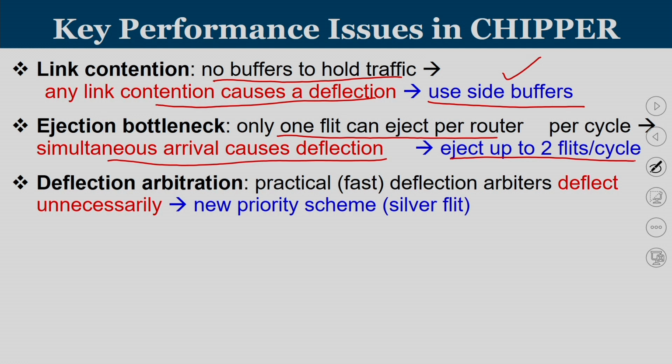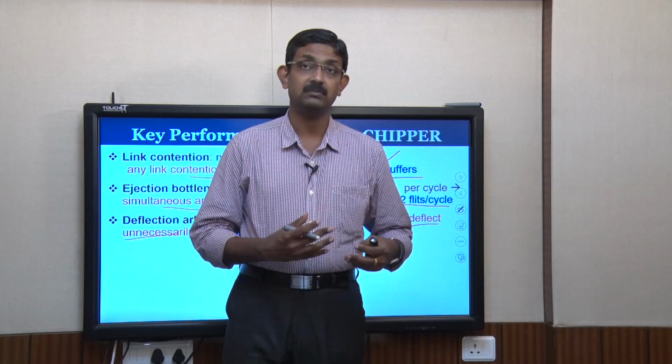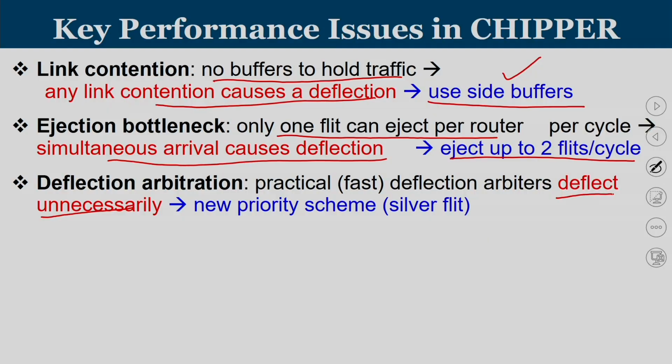And third one is deflection arbitration. We are using a fast deflection arbiter, and flits are going to be deflected unnecessarily because of the golden flit concept, where only one packet at any given point of time is termed golden, and all others are not golden. So, can you bring in one more level of priority? A new priority mechanism is brought in, called the silver flit.